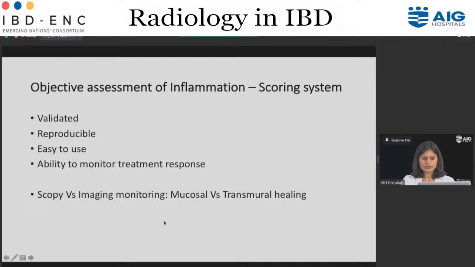So why not just scopy monitoring? That's the current gold standard, because scopy gives us an idea of mucosal healing, while cross-sectional imaging would give an idea of transmural healing. But then again, that brings us to the question, is transmural healing really necessary? Again, I'm not an expert to answer that, but let's leave it to the panel.